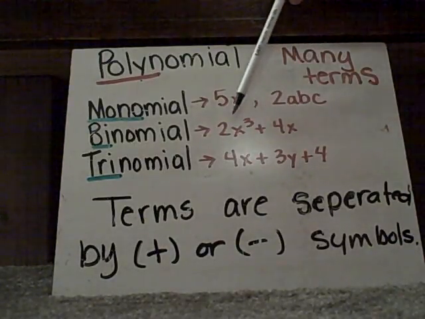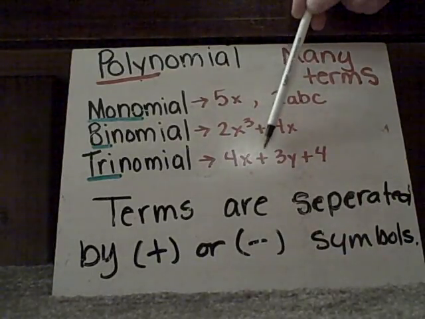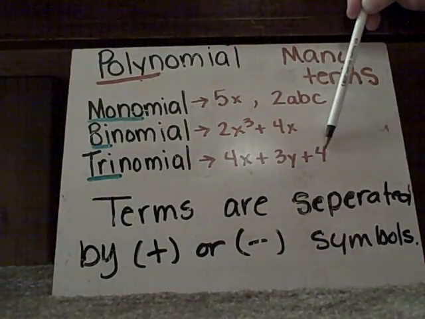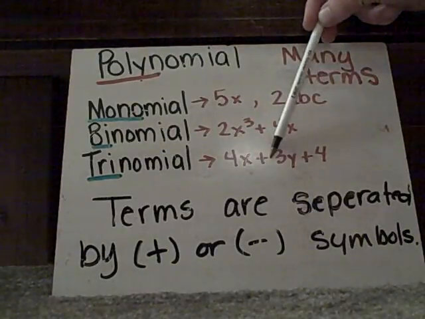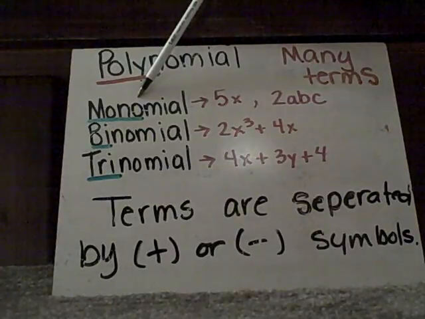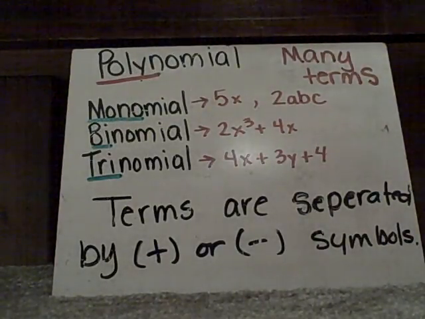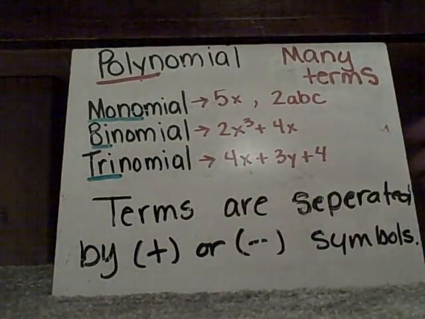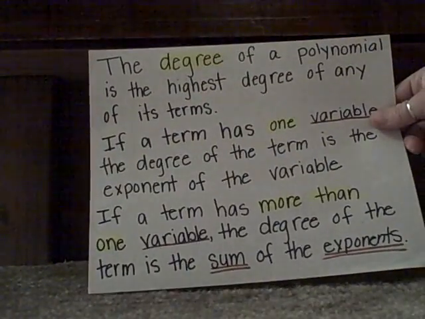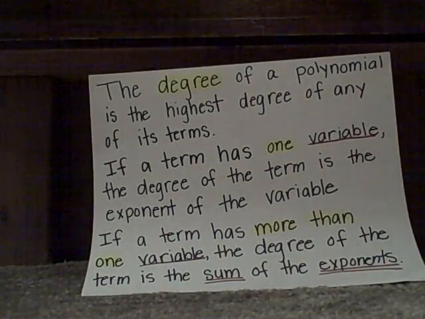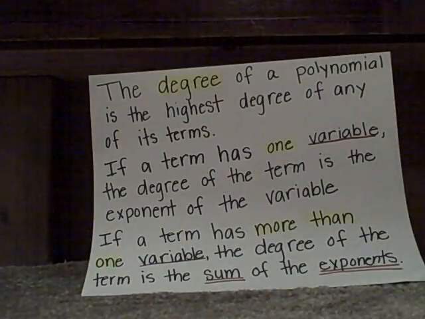Here we have a binomial because we have two terms. Terms are separated by addition and subtraction symbols. Here is a trinomial because we have the first term, the second term, and the third term. Mono means one, bi means two, and tri means three. When I'm speaking of the degree of the polynomial, then I'm paying attention to the exponents of the variables. The degree of a polynomial is the highest degree of any of its terms. If a term has one variable, the degree of the term is the exponent of the variable. If a term has more than one variable, the degree of the term is the sum of their exponents.